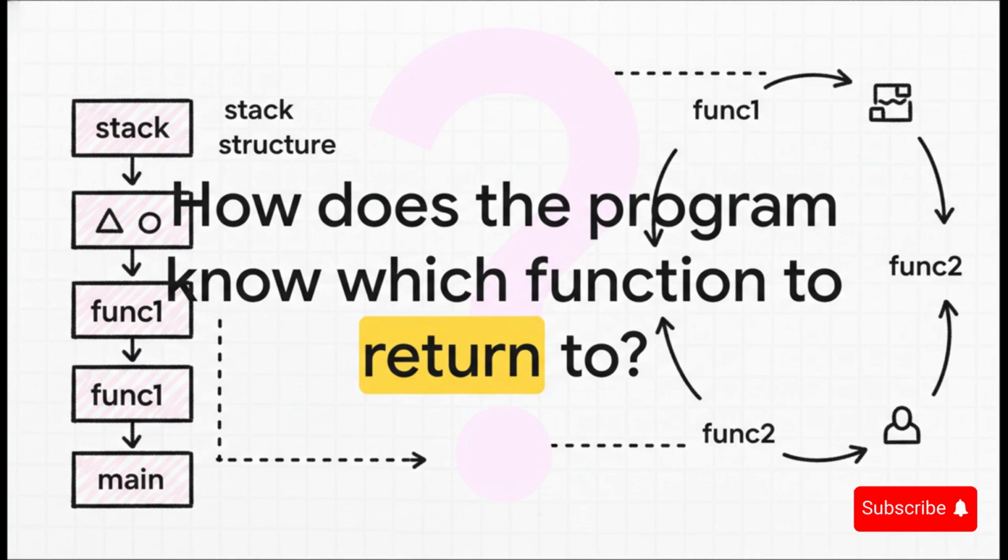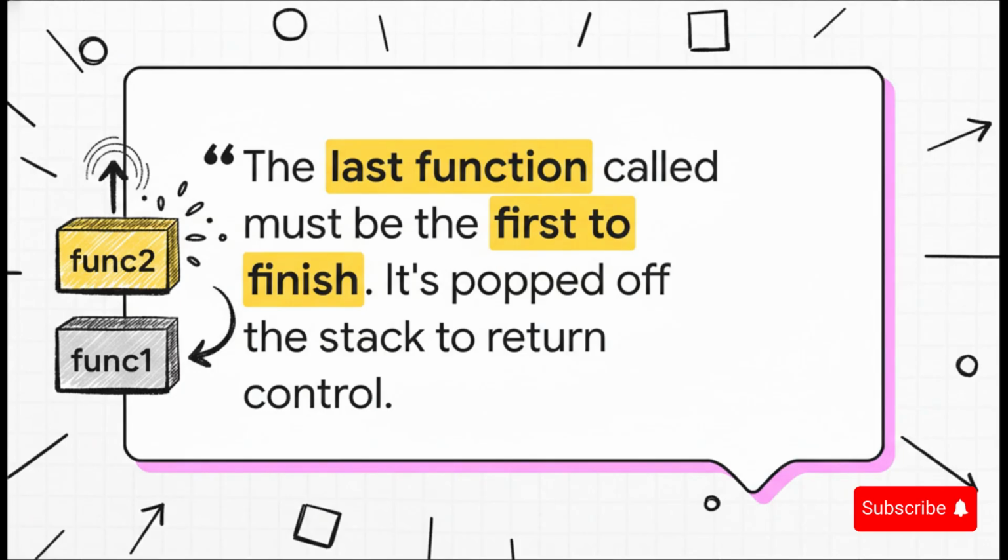When func2 is finally done with its job, how does the computer know to go back to func1? Why doesn't it just jump all the way back to the main program? How does it keep everything in order and not get lost? And by now, you've probably guessed it. LIFO. The last function that was called, func2 in our case, must be the first one to finish. As soon as it's done, it gets popped right off the call stack, and the program's control goes right back to func1, which was waiting just underneath it. It's a system that ensures a perfectly orderly execution, every single time.